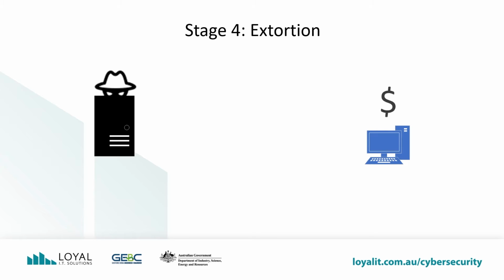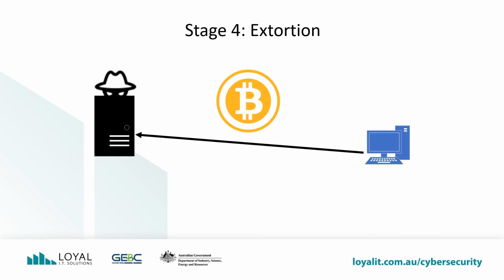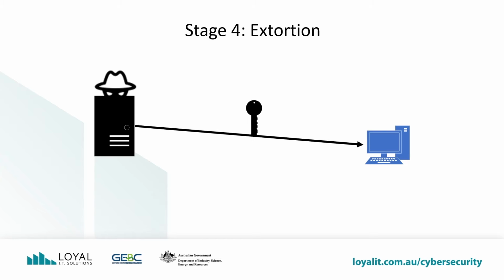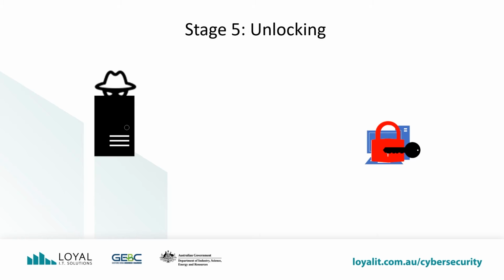Stage 4 is the extortion. When your data is locked, it will leave instructions on how to get your data back and how to pay. The most common form of payment is in Bitcoin. Once they receive the Bitcoin, you will receive your key. Stage 5 is unlocking your data. Once the payment is made, you'll have your key and you'll have a decryption program to unlock your data. It is then up to you to unlock your data or have an IT company assist.